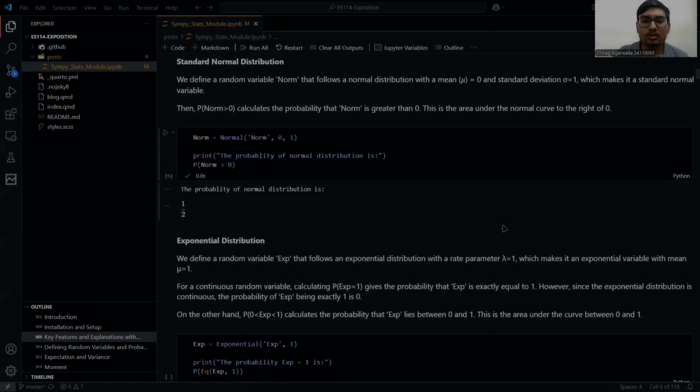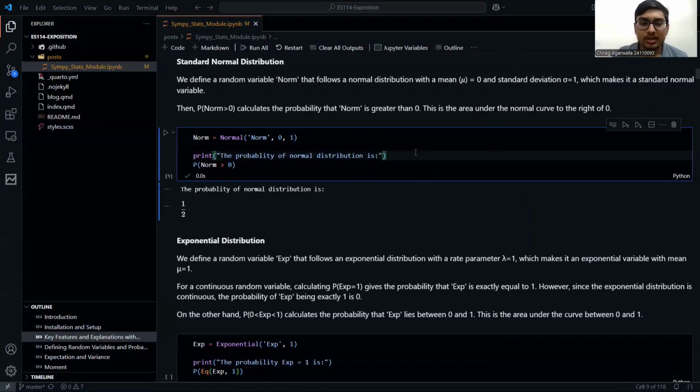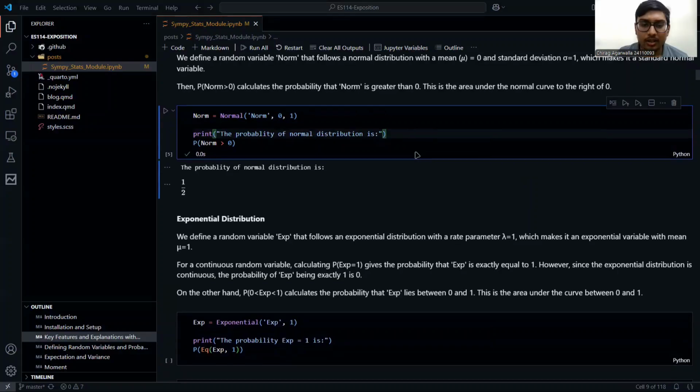SymPy Stats allows us to define different types of random variables such as normal and exponential distributions. Here, norm is the standard normal variable and ext follows an exponential distribution. These symbolic definitions allow for algebraic probability computations.